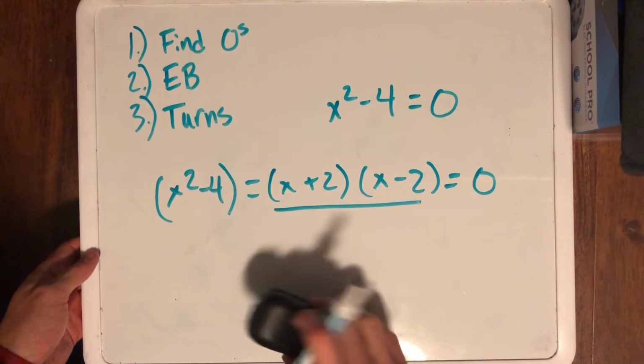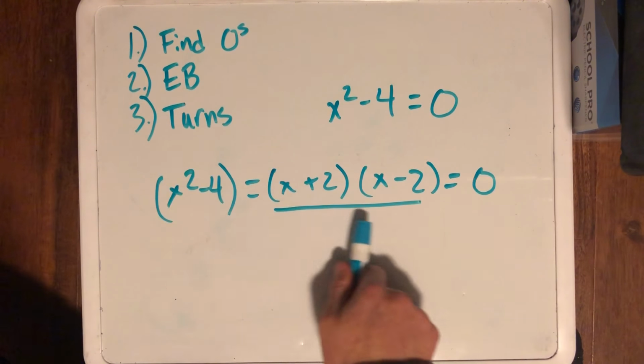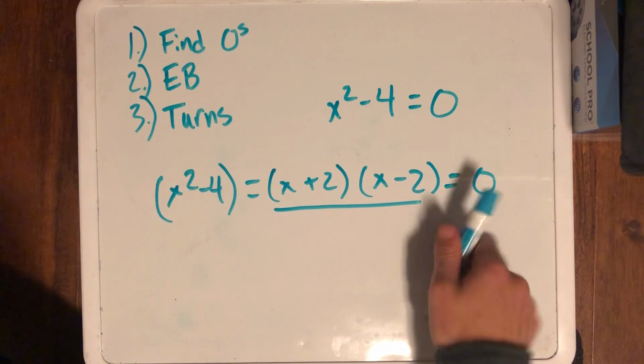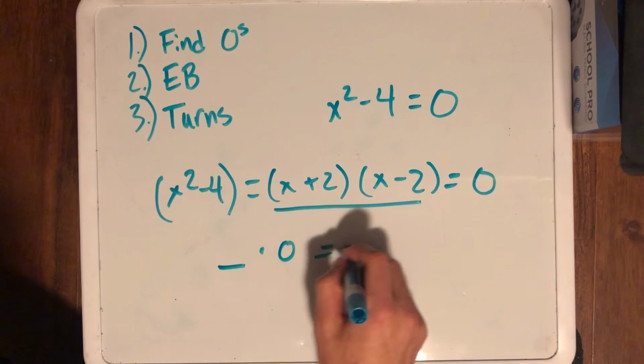Just for a visual. So now, the way that we would do that, we're trying to say that something multiplied by something is equal to 0. Now, we know that anything times 0, any number times the number 0 gives us 0.